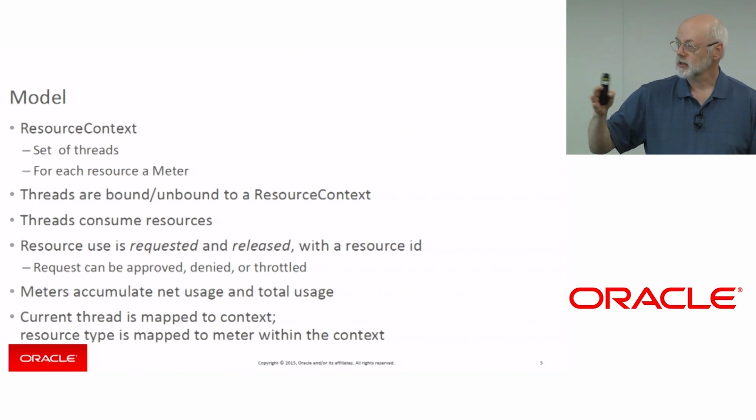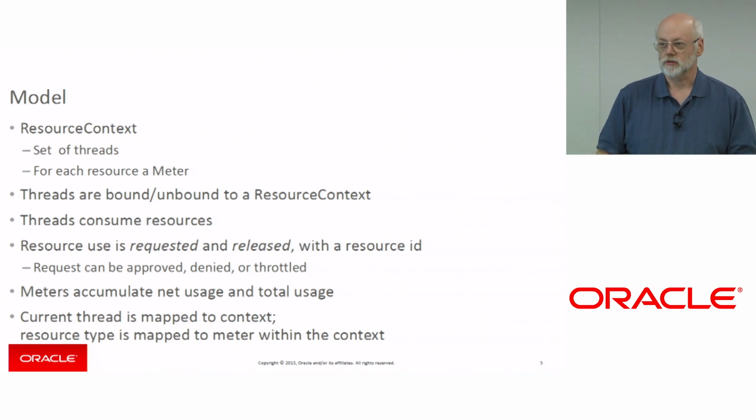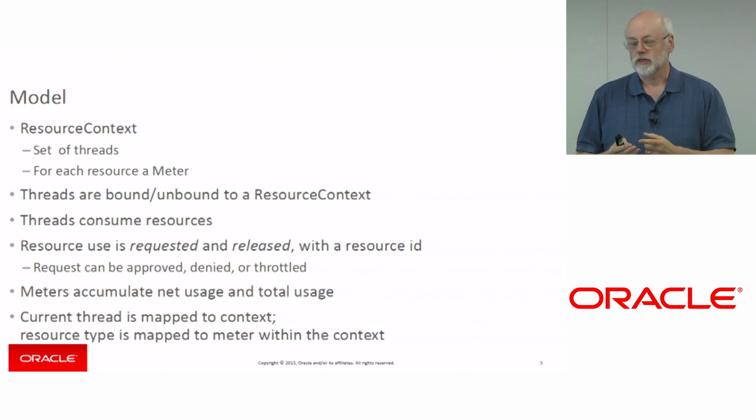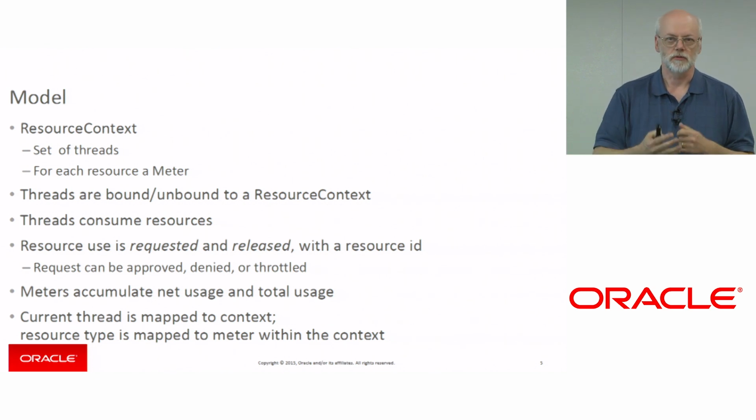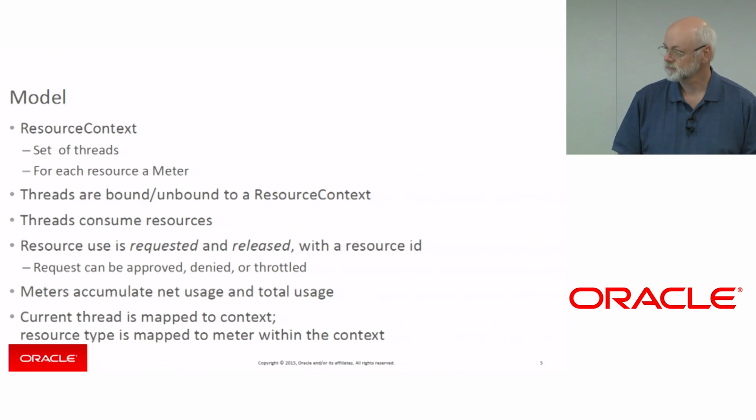The basic mechanism at every point is, at the point a resource is about to be used, the current thread is mapped to the resource context, and then the type of resource is mapped to a particular meter within the resource context.